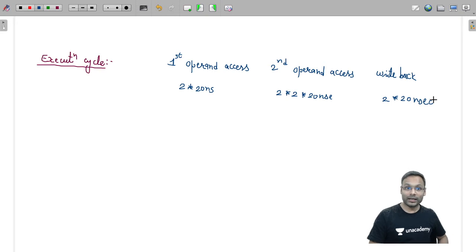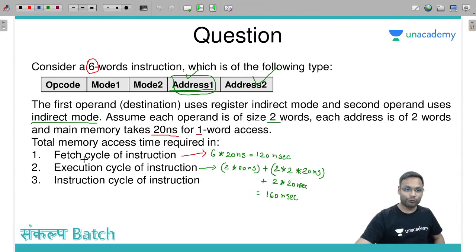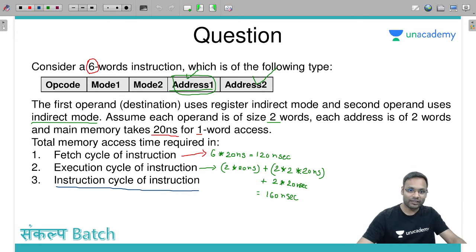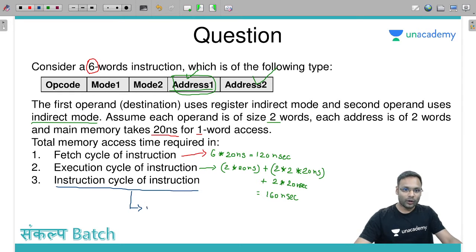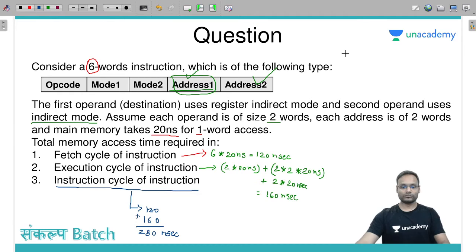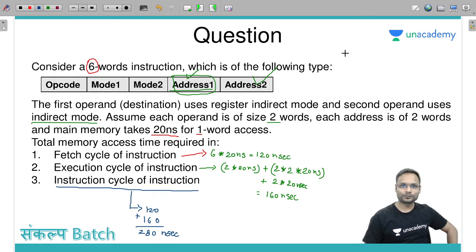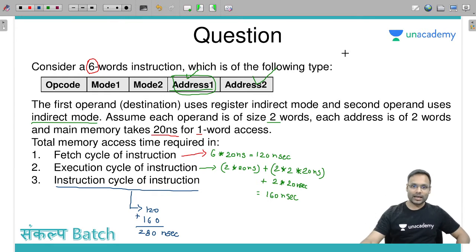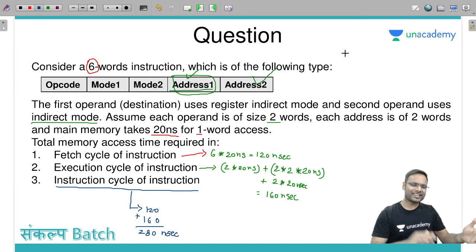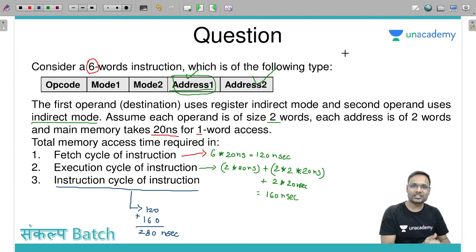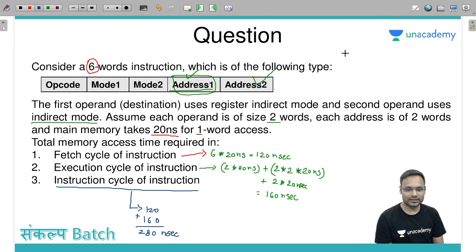Got it now? If this much is the time required for execution cycle, then instruction cycle will take how much time? Instruction cycle will take fetch and execution total 120 plus 160, 280 nanoseconds. क्या बोलते हो? आया मजा? तो इस टाइप के एक क्वेश्चन पूछा जा सकता है, ओनली फेच साइकिल और ओनली एग्जीक्यूशन साइकिल और एंटायर इंस्ट्रक्शन साइकिल, सम काइंड ऑफ अ इंटरमीडिएट क्वेश्चन और कंप्लीट टाइप ऑफ क्वेश्चन कैन बी आस्क्ड इन दिस.